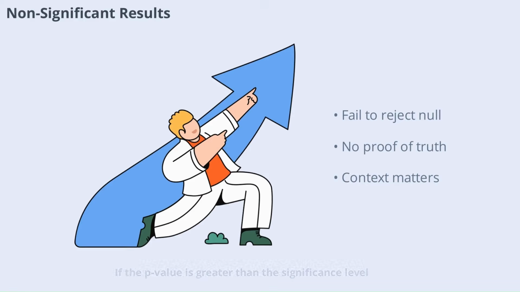If the p-value is greater than the significance level, the results are not statistically significant. This means we fail to reject the null hypothesis, as the observed result could easily be due to random chance. It's important to note that non-significant results don't prove the null hypothesis is true, they simply indicate a lack of strong evidence against it. Always consider the context and the power of your test when interpreting these outcomes.